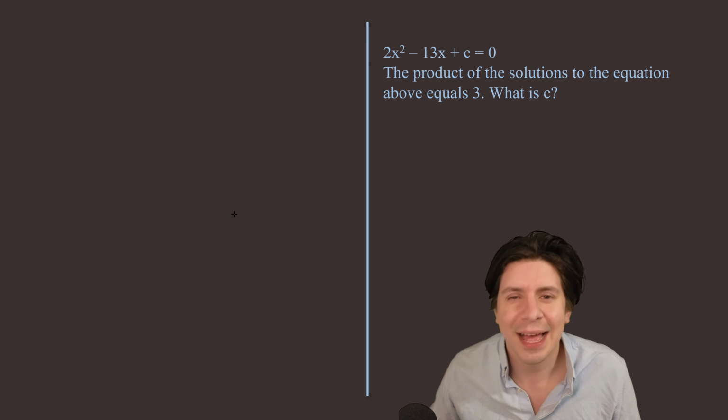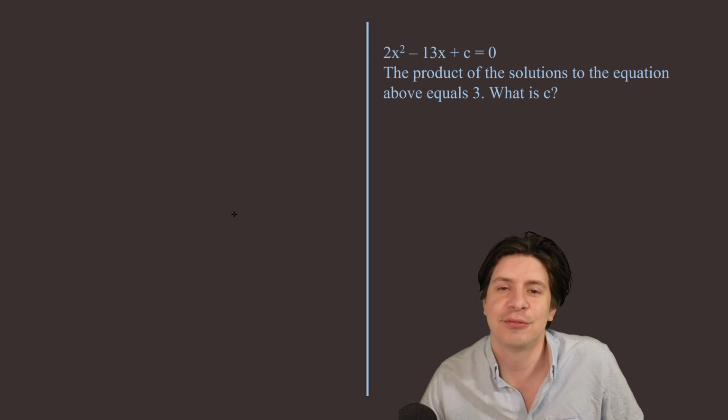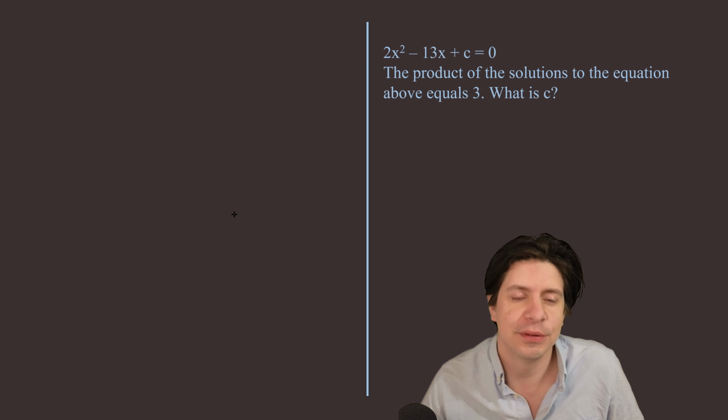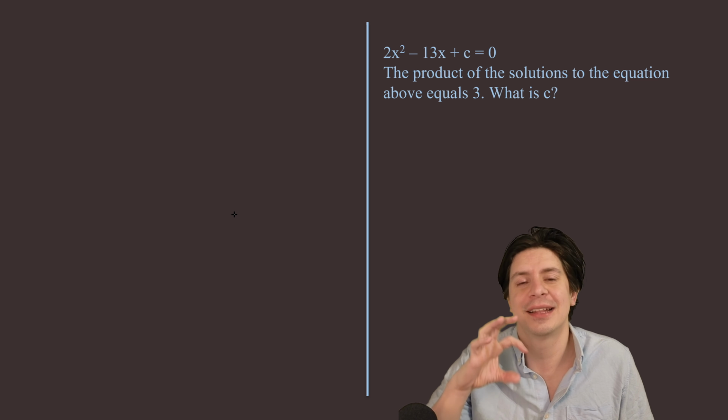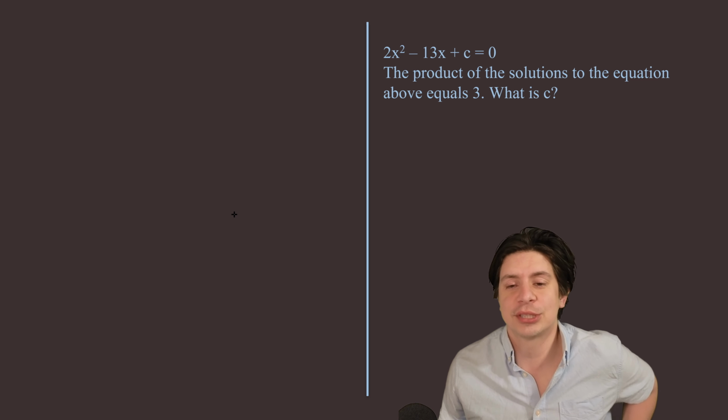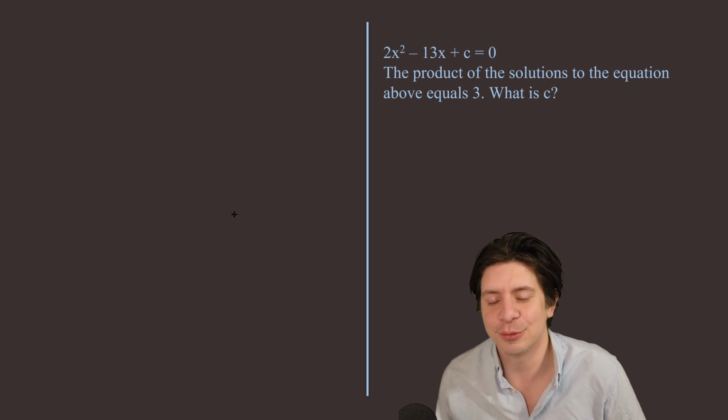Imagine you're at the last question on Math Module 2 of the SAT. You're moving and grooving, you're feeling good, you don't think you've missed any. Can you solve this one and clinch that 800? 2x squared minus 13x plus c equals 0.